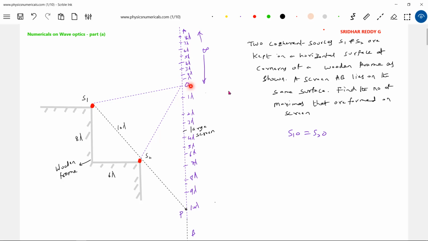The 0 also you should count as a maximum, where the path difference is 0 lambda. Then here 10 is there. So total how much will it be? 19. Here we have 10. Below point O, there'll be 10. Above O, there's 8. So the total number of maxima on the screen, how much will it be? Sorry, 19.